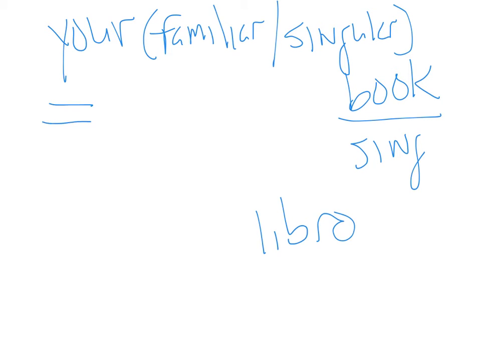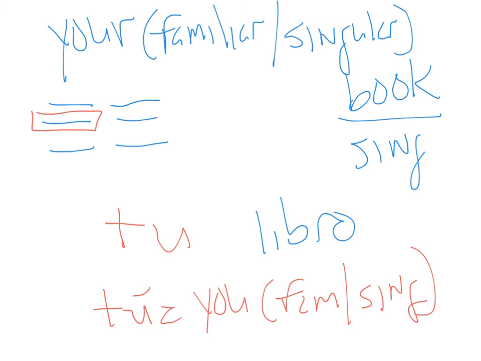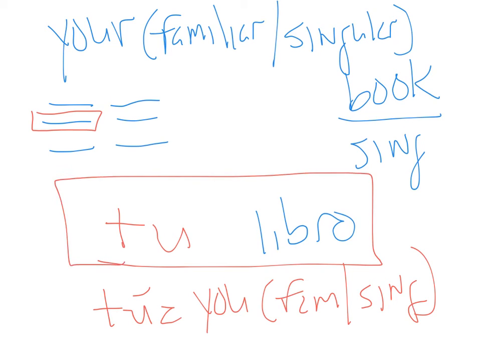All right, let's look at our board. Your familiar singular, where would it be on our 2 columns of 3? It's going to be this one. So the answer is tu without an accent. If you put tú with an accent, that equals you, familiar singular. We're not saying you book, we're saying your book. So the only right answer is tu libro. If it was going to be your books and add an S here, you'd have to add an S here and an S here. You always have to show agreement in number.